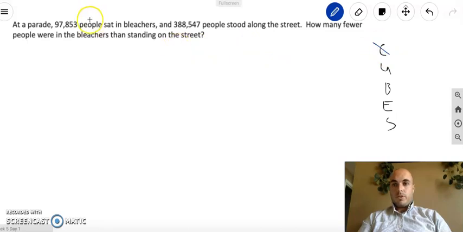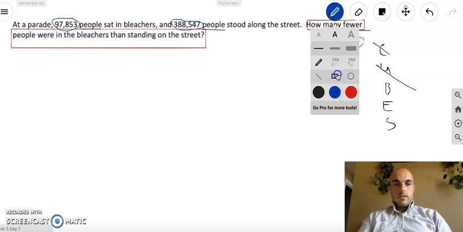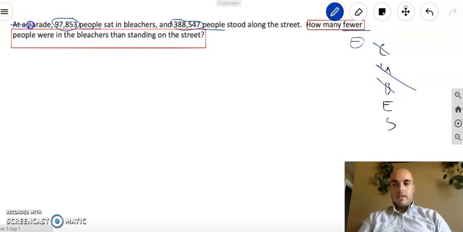Okay, so let's circle our important numbers. Like so. Let's underline. Our measurement here is going to be people. That's what we're measuring in. And we're going to try to find how many fewer. So fewer tells us we are subtracting. Let's box our question. We're looking for this here. Let's eliminate what I don't need. Okay, now let's solve. So I need to find the difference between the two, so I'm just going to subtract.